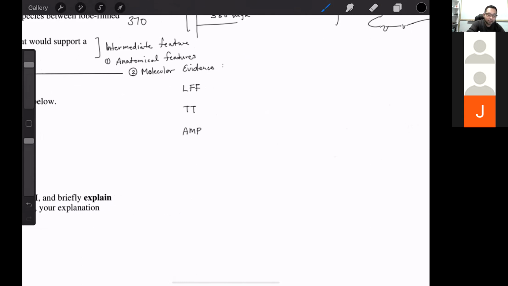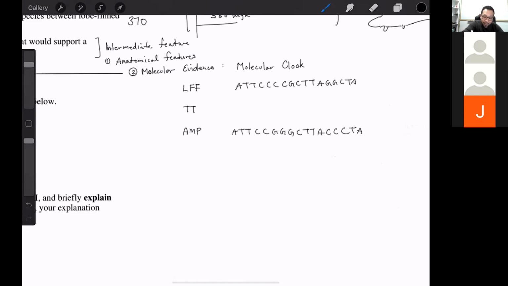And we've talked about molecular clocks before. If I were to demonstrate what this would look like, and I'm not saying that this is exactly what's going to happen, but if we're comparing nucleotide sequences, and let's suppose that there's something like A, T, T, C, C, C, C, G, C, T, T, A, G, G, C, T, A, for example. And we see the amphibians have something like A, T, T, C, C, G, G, G, C, T, T, A, C, C, C, T, A. Then we'll note that there are several differences between these 2 organisms, mainly this one right here, this one right here, right? And then maybe this one and this one right here. So there are 4 differences here, right?